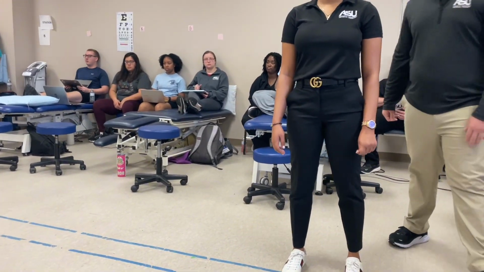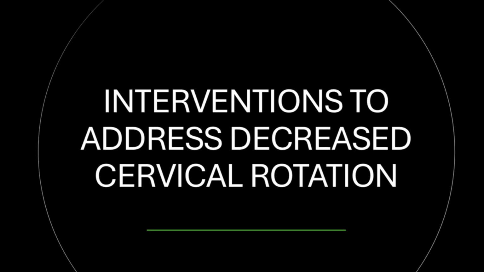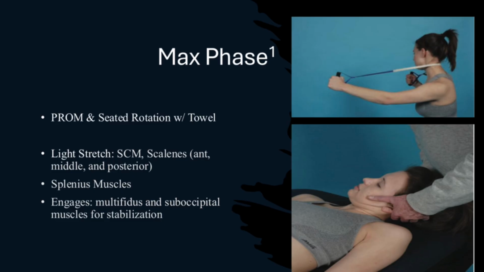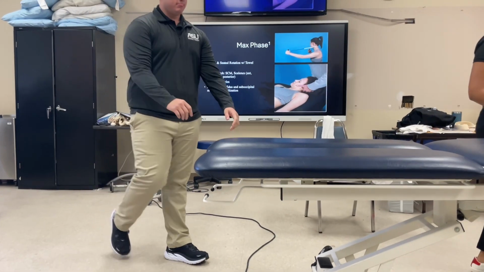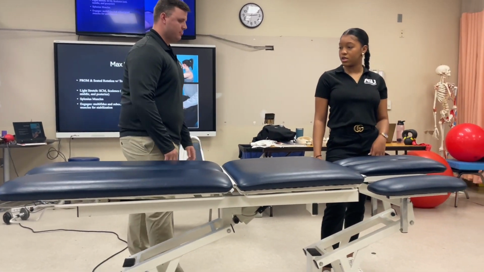Good. So our final intervention is to address decreased cervical rotation. For this one, I'm just going to perform some passive range of motion. This can be done seated for an at-home exercise plan or in clinic. So first I'll show the one I would do in clinic. So I'm going to let the table down and have you lie on your back, please.